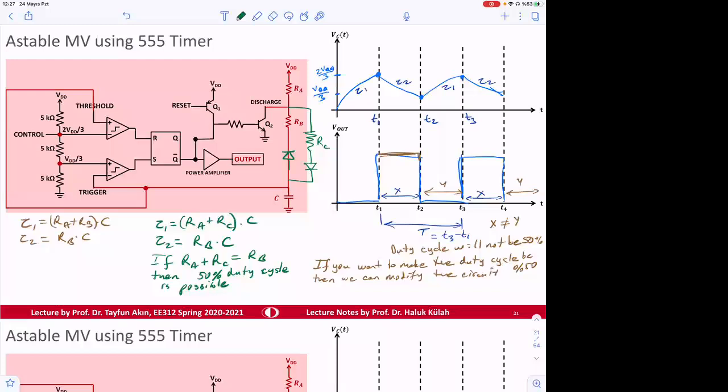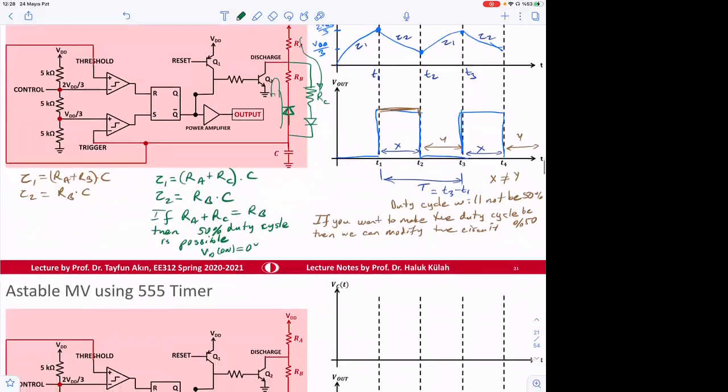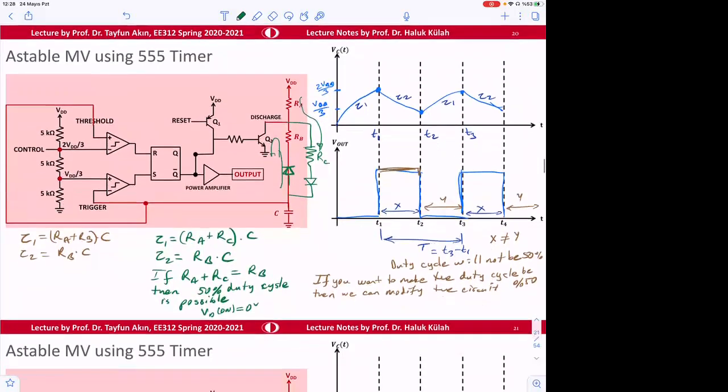And I hope it's clear. While charging, it goes through here because this diode will be off. And then while discharging, it will be discharging through here. So RB is going to be the case. Here, assuming that the diode is on, the voltage is equal to 0 volt, for example. So it's possible to make the duty cycle 50%, but we will go back to the original circuit and do our analysis and then find times T1 and T2.